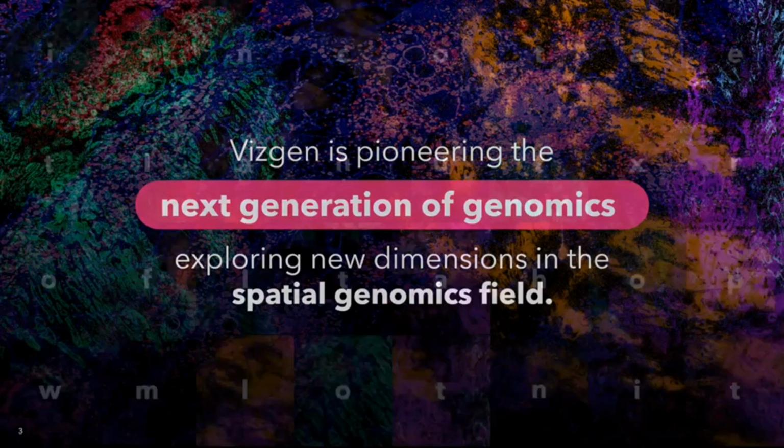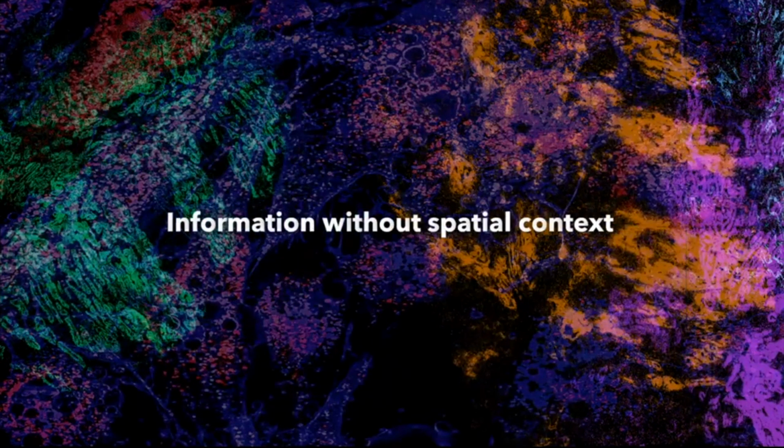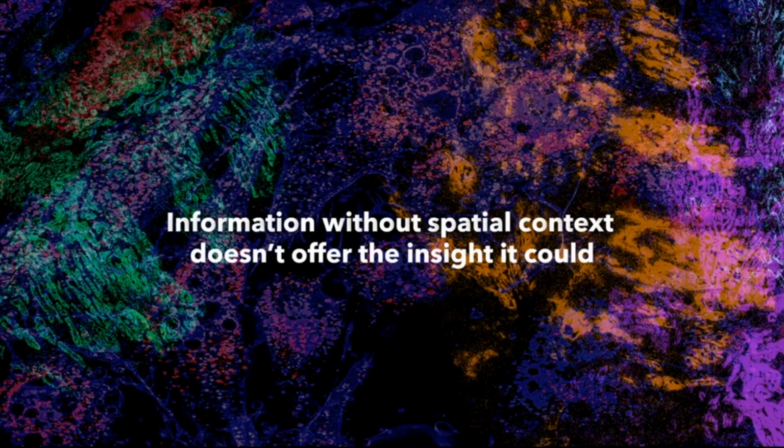But why spatial? If I take this really simple example, you can see all these different tiles individually are very rich in information. However, it's really hard to make sense of whatever's happening on the screen because they're all scrambled up. So information without its spatial context is information, but it doesn't really offer the insight it could, as we can see here.